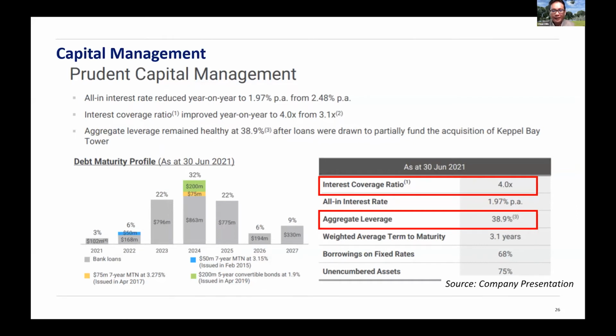As I mentioned just now, during this COVID period, despite some of the lockdowns, despite some of the vacancy, we don't see any REITs get into trouble because of the COVID situation. Why? Because they are well controlled. In fact, the average gearing for all the REITs is only about 37%. So that is quite prudent.